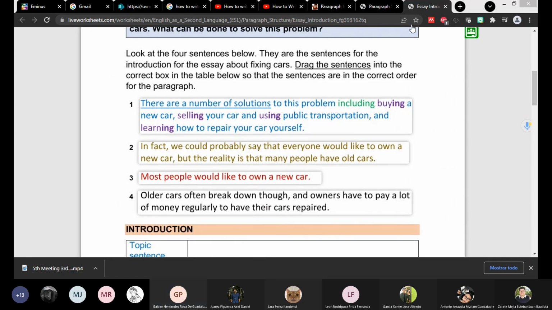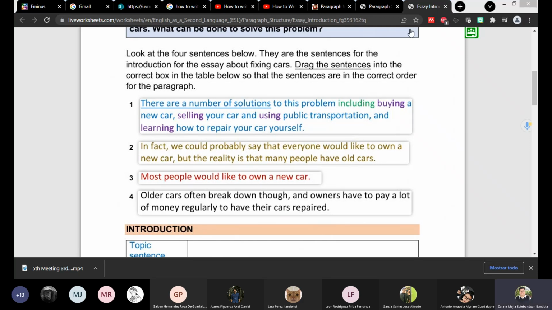Yes, go ahead, Rose. Most people would like to own a new car. So now here, what is the key word or the key expression? Most people. Not exactly. Focus on the topic. What is the topic? Exactly. Own a new car. That is the topic. Own a new car. All right. Thank you so much.